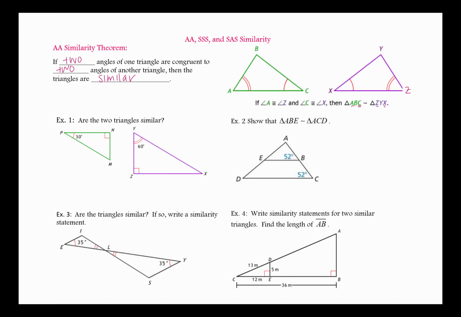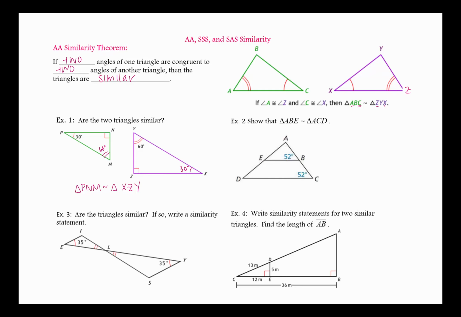So looking at this first example, are the two triangles similar? Well, I know for sure I have two 90-degree angles, so that tells me one angle, then I have a 30 and a 60. Now I know that angle M here would have to be equal to 60 degrees and angle X would have to be 30 degrees. So I do in fact have two angles. I have all three really. So I can say that triangle PNM would be similar to PNM. I would go XZY.